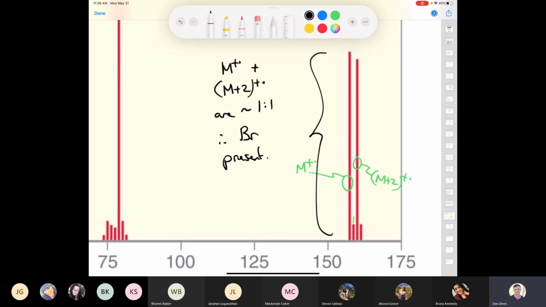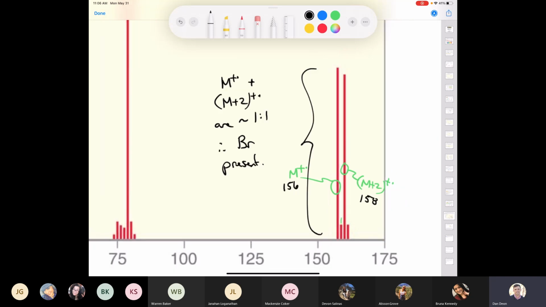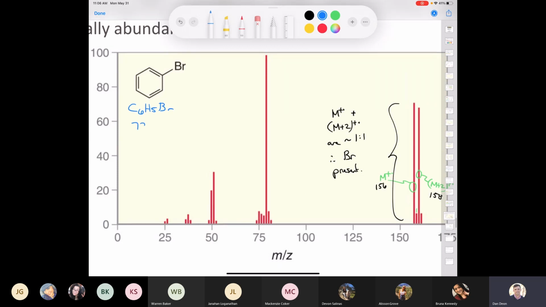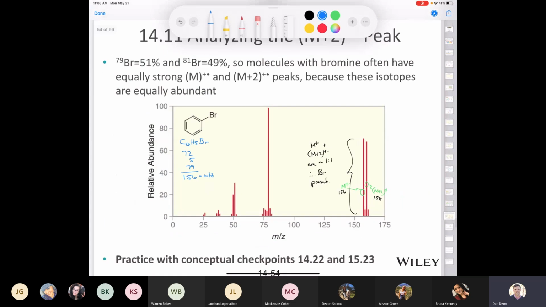So we have our molecular ion, that's 156, and we have our M+2, which is 158. It's kind of hard to see on here, but you can just tally it up quickly. You have C6H5Br. So if you take 6 times 12, it gives you 72, plus 5, plus 79, and it gives you 156, and that would be your parent ion, the mass over charge, like that.